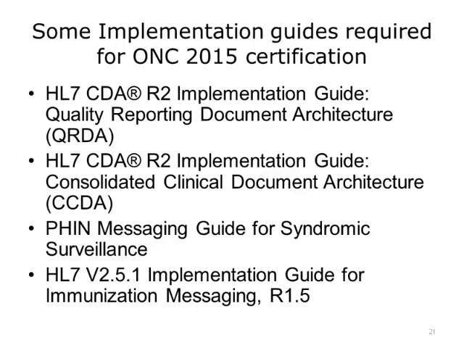The PHIN messaging guide for syndromic surveillance describes how to use HL7 version 2 to communicate syndromic surveillance information to a public health authority. The HL7 v2.5.1 implementation guide for immunization messaging, R1.5, describes how to use HL7 version 2 to communicate and share immunization information between providers and public health authorities. These examples are meant to give you an idea of the kinds of implementation guides that are available and their usefulness.